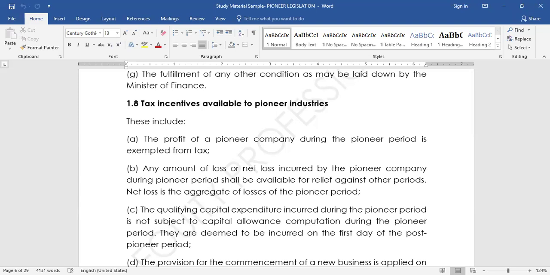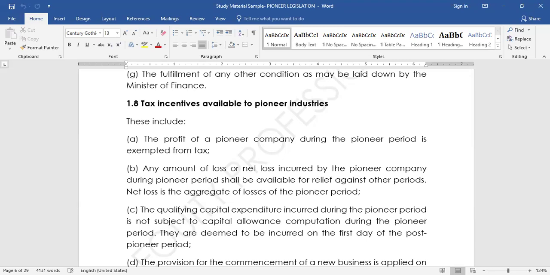Let me explain this. You know, during the pioneer period, the company does not pay tax. They do not pay company income tax. They do not pay education tax. So if the company now purchases any qualified capital expenditure, we will not compute capital allowance during that pioneer period. We are going to assume that the company purchased that qualified capital expenditure on the first day of the post-pioneer period so that they can start enjoying capital allowance.